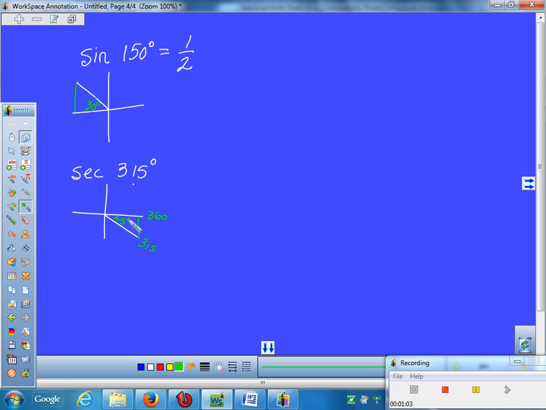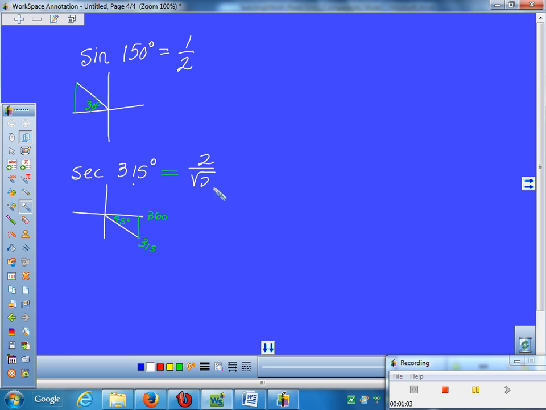Now, how do I do secant? Secant's not in the chart. It's the reciprocal of which one? Cosine, yes. Secant is the reciprocal of cosine. So I'm writing: sine's reciprocal is cosecant, and tangent's is cotangent. So if I want the secant of 315, I have to go get the cosine of 45. And thank you, yes, you would then have to turn your number upside down. So you would have 2 over square root of 2.